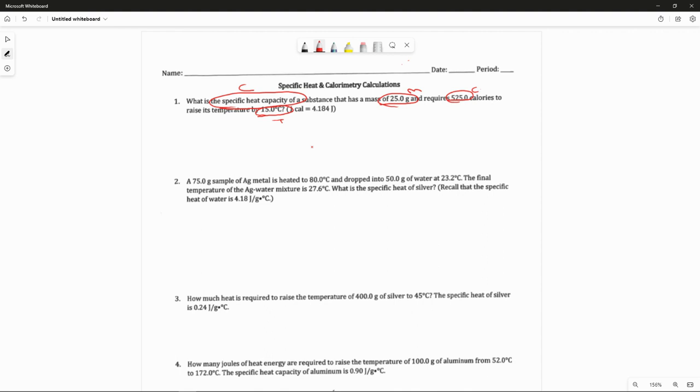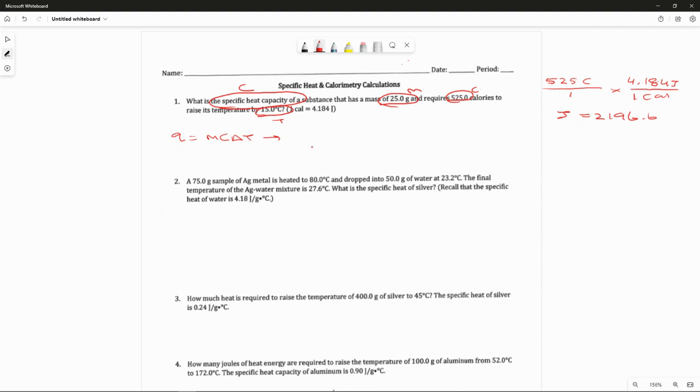And note that this is in calories and it gives you a conversion factor. So you're going to have to convert calories. So 525 calories, and 1 calorie is equal to 4.184 joules. And so your joules is going to be 2196.6. So this is the value that you're going to be working with. You always got to convert if it's not in joules. So we have Q equals MC delta T.